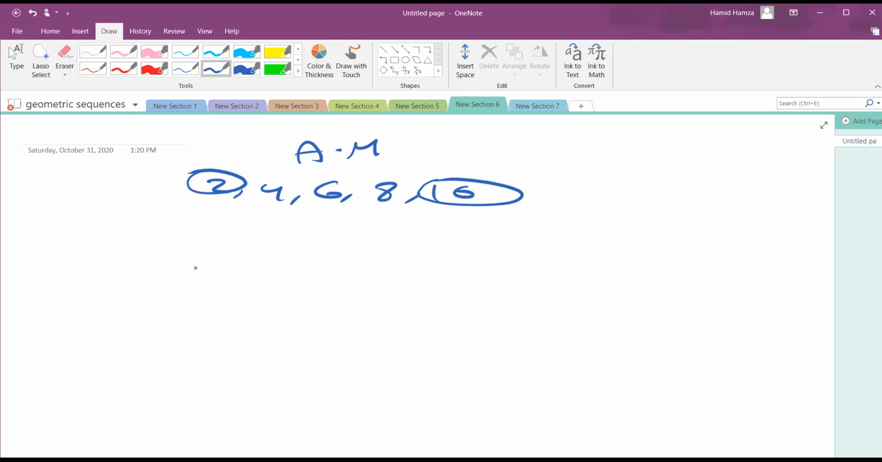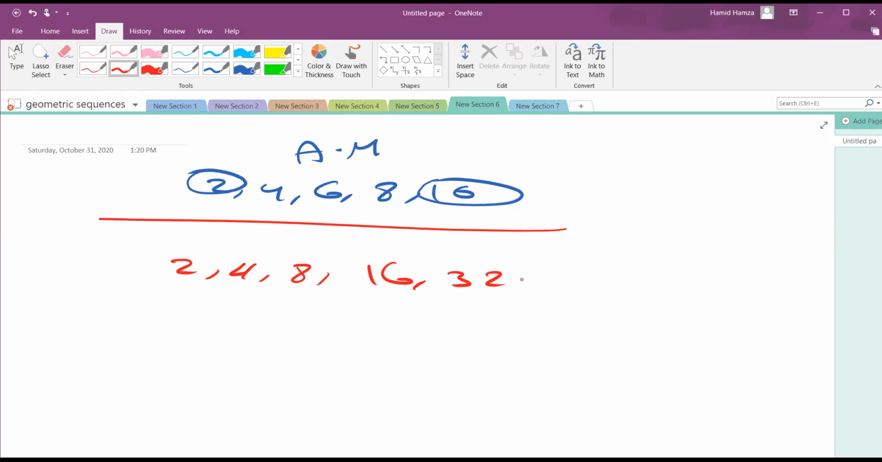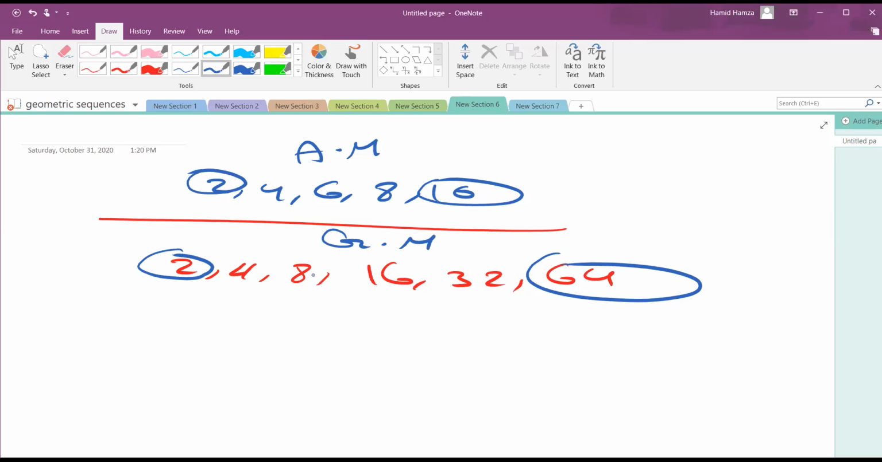Also in a geometric sequence, any terms between non-successive or non-consecutive terms are known as the geometric mean. So 2, 4, 8, 16, 32, 64, and so on, this is a geometric sequence. The terms included between 2 and 64 are the geometric means.